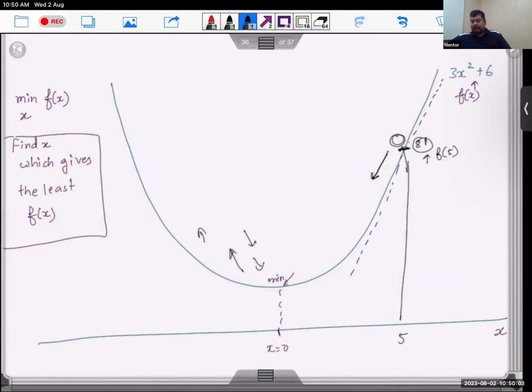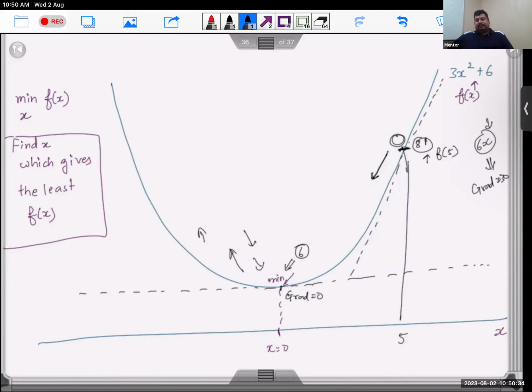Slope, right? So slope is 6x, which is 30, so the gradient is 30. Okay, I want you to focus on this. What is the gradient at this minimum? At x equal to 0, what is the gradient? 6 times 0, which is 0. The minimum value of f(x) is 6, but the gradient is 0.